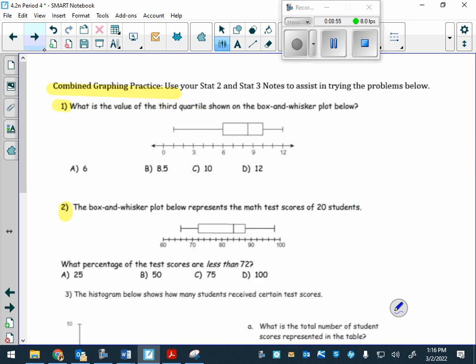All right. And the last few. Okay. What is the third quartile shown in the box and whisker? Let's see. Jackson, what do you think? 10. Okay. For number 2, what percentage of the test scores are less than 72? Emma? 25. Good. All right. So again, pretty straightforward in terms of visual representation of data.